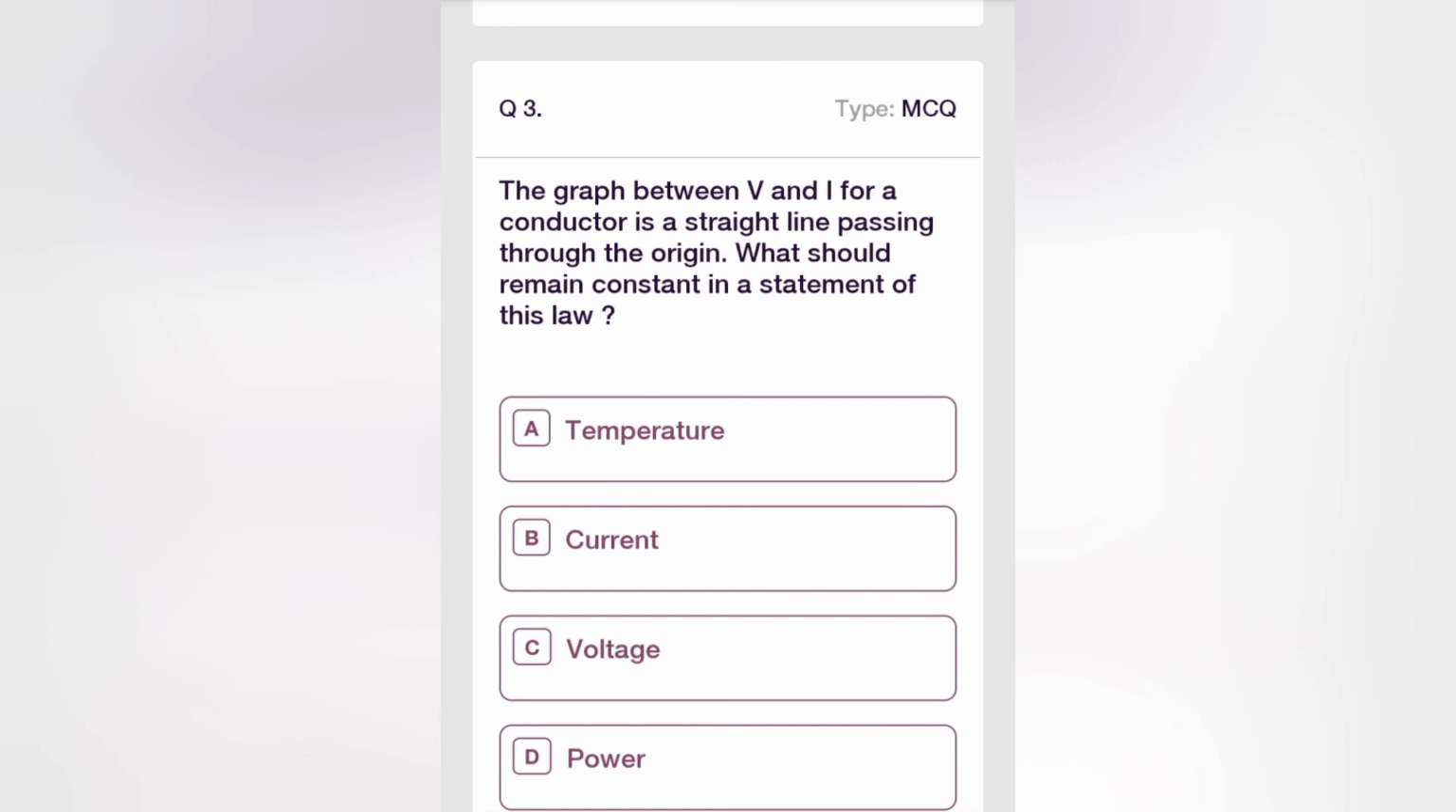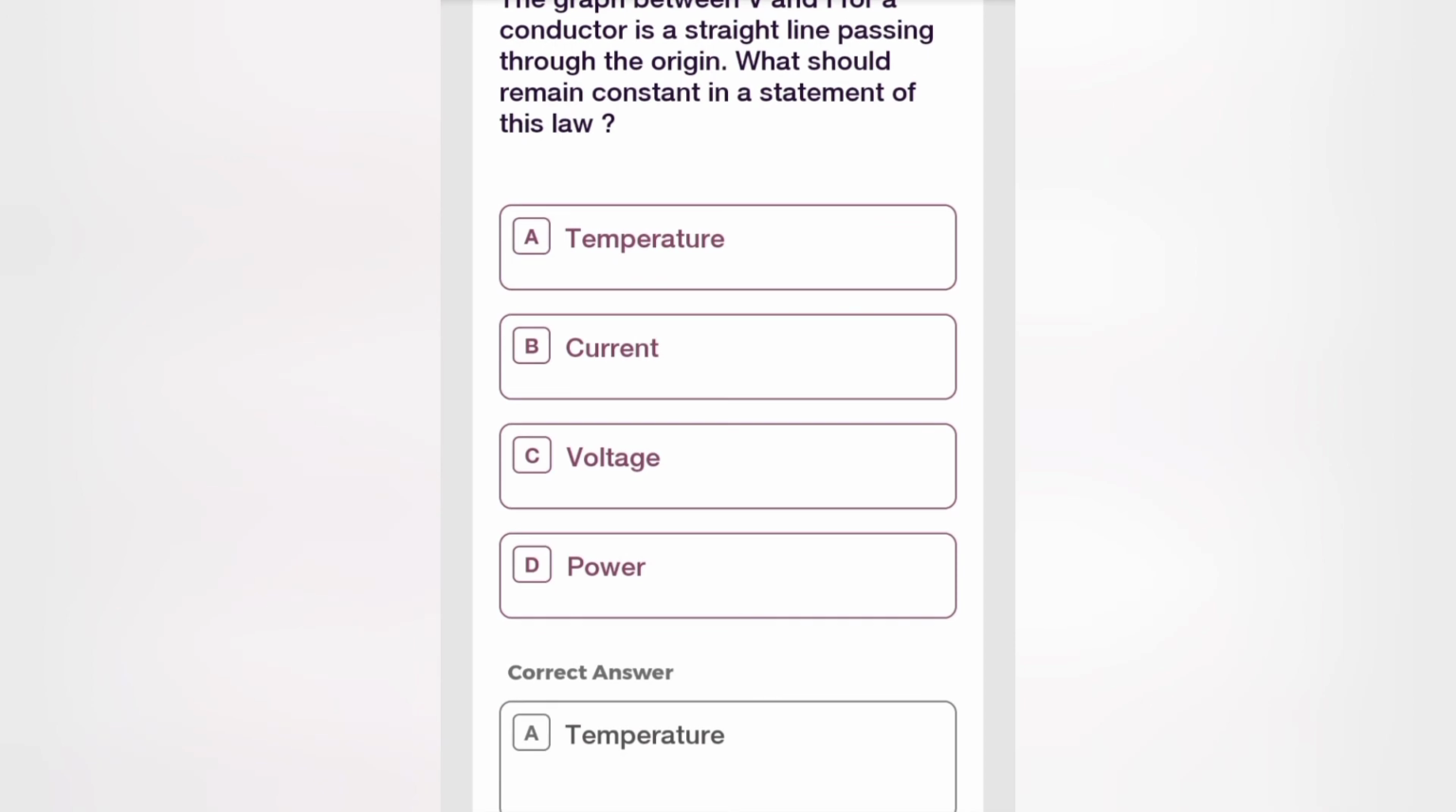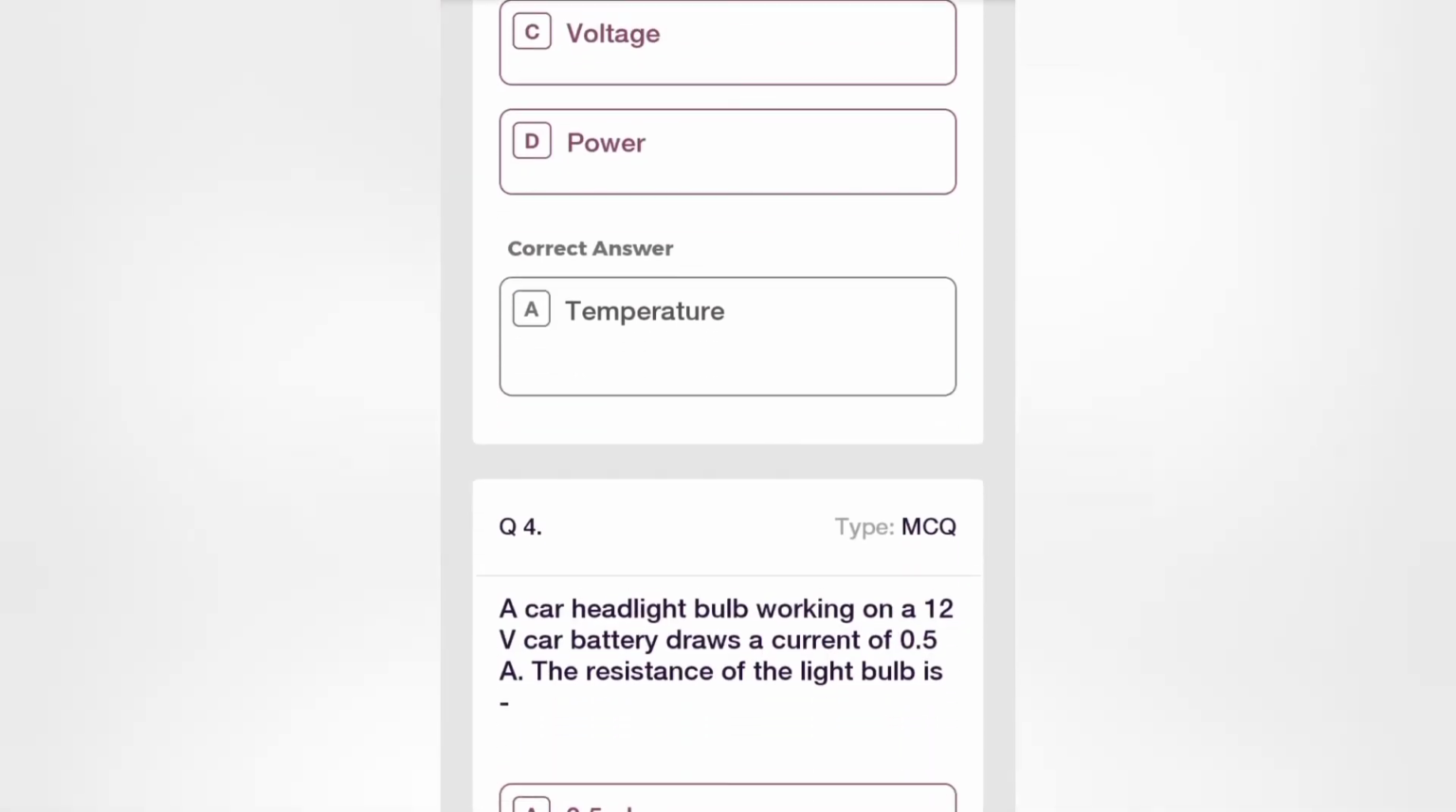So option A is temperature, B is current, C is voltage and D is power. So the correct answer would be option A, temperature. That would remain constant. If the temperature changes, resistance will also be changing.